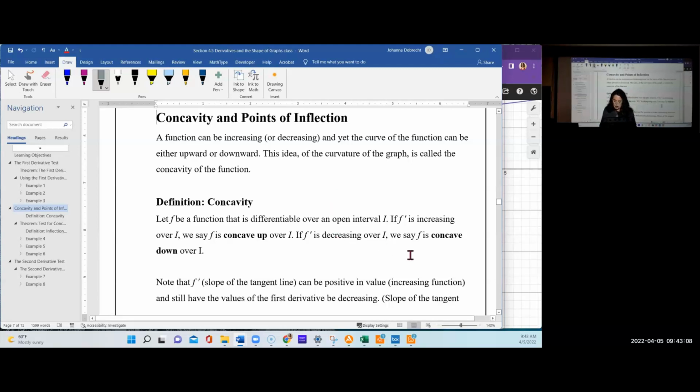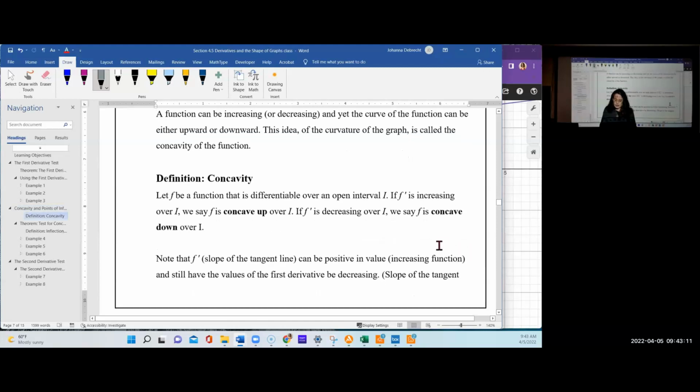So again, we've talked about the value of concavity, concave up being like this, concave down being like that. It is related to the second derivative. It's actually the rate of change of the first derivative. So the way we define concavity is by looking at the first derivative. If you have a function and it's differentiable over the open interval I, so the derivative exists, if the first derivative is increasing, not the function, the derivative, so rate of change of the derivative over the interval, then we say it's concave up.